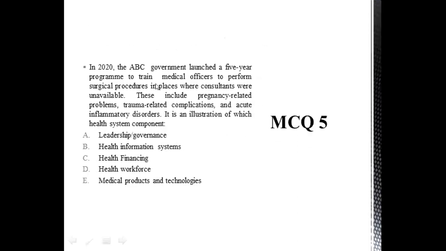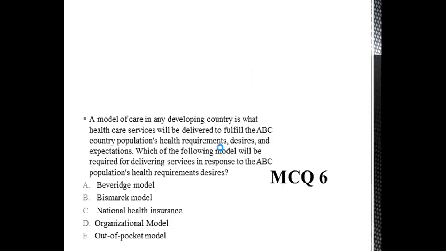MCQ 5. In 2020, the ABC government launched a 5-year program to train medical officers to perform surgical procedures in places where consultants are unavailable. These include pregnancy-related problems, trauma-related complications, and acute inflammatory disorders. It is an illustration of which health system building block? A, leadership and governance; B, health information system; C, health workforce; D, health financing; E, medical products or technologies. Delta will be the correct option, health workforce. A competent health workforce is created in this scenario, therefore delta will be the correct option.